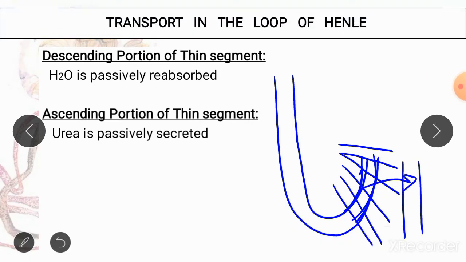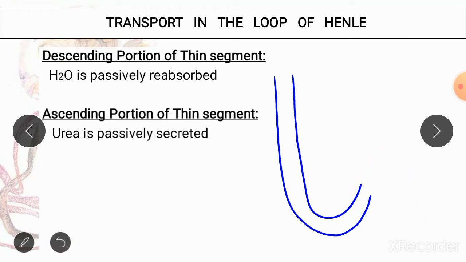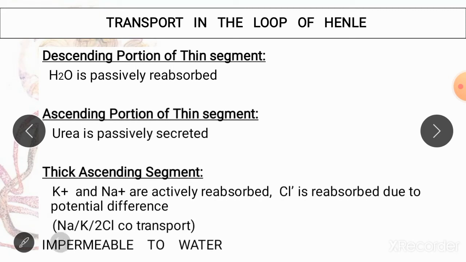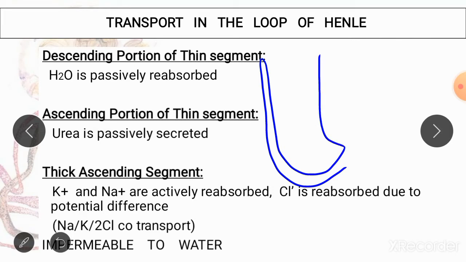So the descending thin limb was very permeable to water. The ascending thin limb is absolutely impermeable to water, and only some urea is being secreted from the peritubular capillaries into the thin ascending limb. Next we have the thick ascending limb. This is a very important part of the nephron. So here we have the thick ascending limb, and this limb is also impermeable to water.